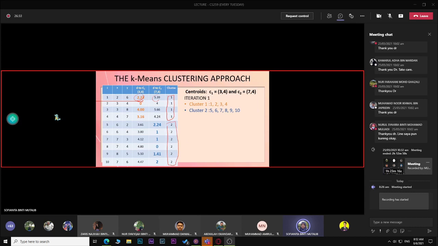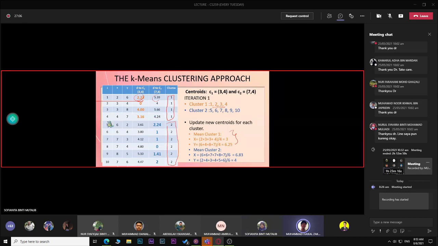So after that, when we go to the second iteration, we will look at what will be the new centroid for each cluster. Here is the updated value for the new centroid. How do you get 2 plus 3 plus 3 plus 4? How did you get this? It depends on which cluster it belongs to. Okay, 2 plus 3 plus 3, where do we get this from? Where does this value come from?